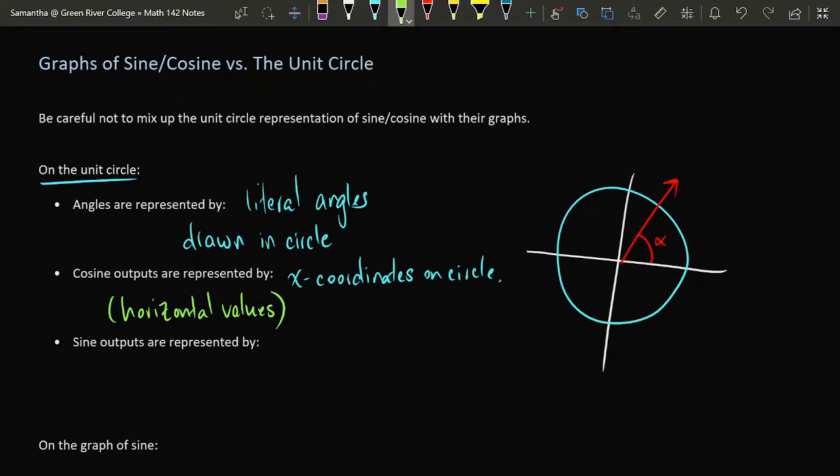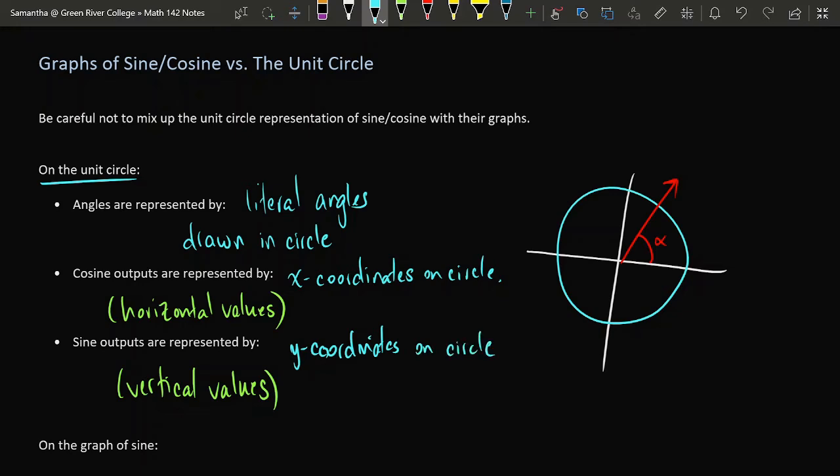And in the unit circle representation, the outputs of sine are represented by vertical values, or the y-coordinates on the circle. So in the picture of the unit circle, it would be appropriate for me to label the horizontal axis by something like x equals cosine of whatever angle you're working with. The horizontal axis represents cosines in this picture, and the vertical axis represents sine values in this picture. Sine and cosine with alpha plugged in.